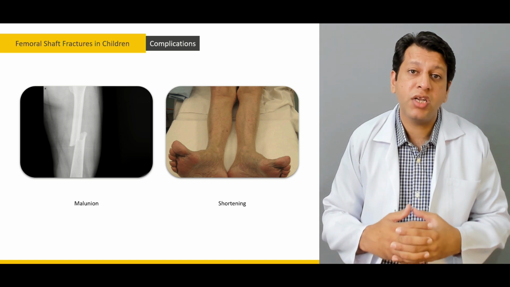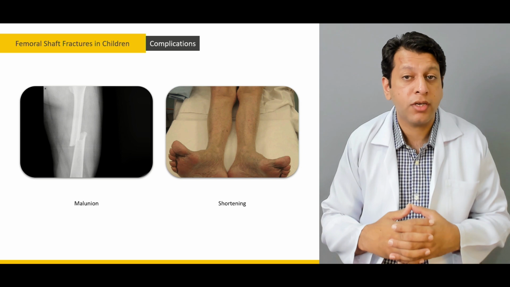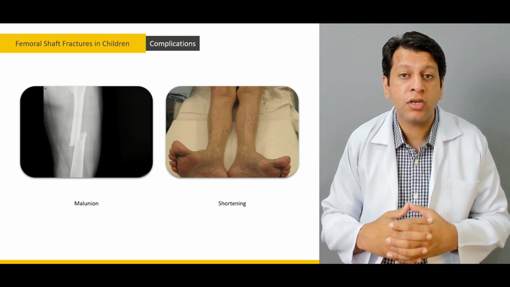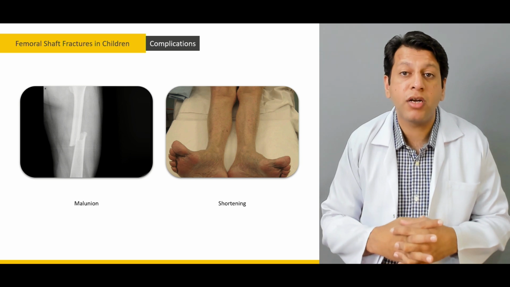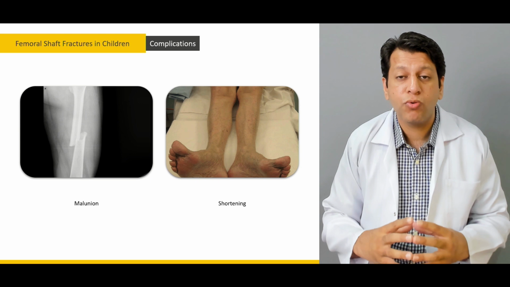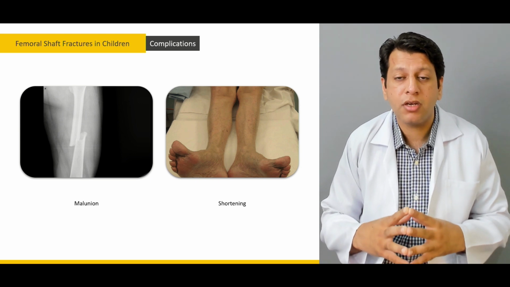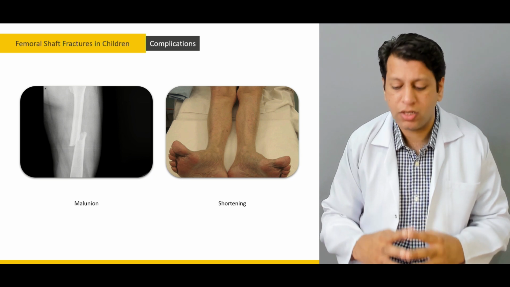So this is where we need to be very careful, especially when the injuries are occurring around the knee joint, because this can produce shortening, and this could sometimes be a very massive amount of shortening, which would later be difficult to correct, especially in the case of children. So whenever we have physeal injuries or injuries around the knee in children, we need to be on the lookout for shortening as well.